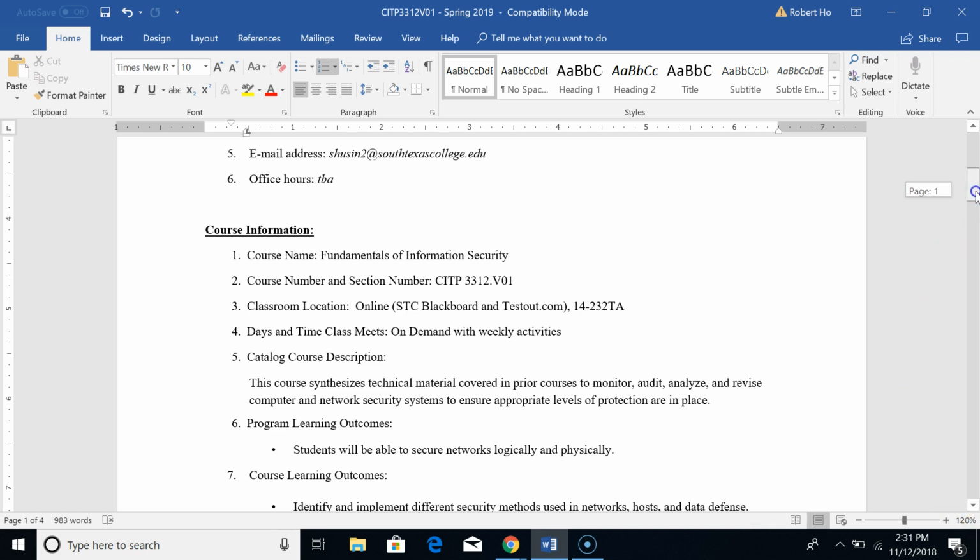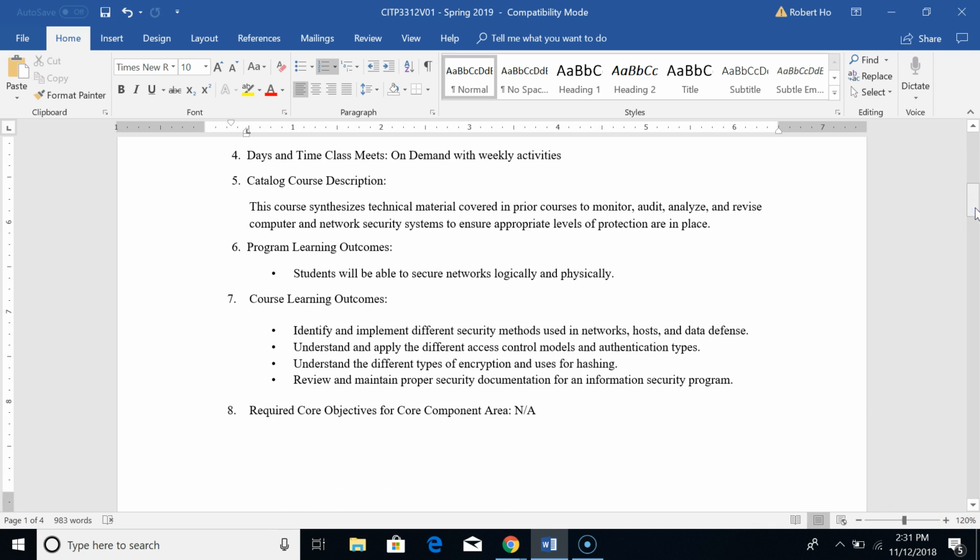Okay. The program learning outcome is that the student will be able to secure a network logically and physically. And there are 4 course learning outcomes. The first one is to identify and implement different security methods used in network, host, and data events.